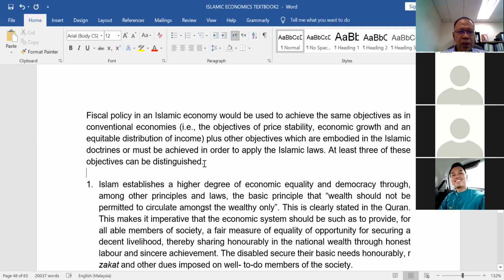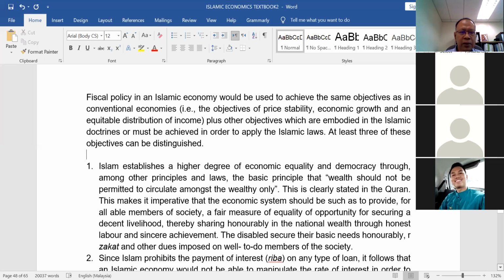Okay, pertama, Islam establishes a higher degree of economic equality and democracy through, among other principles and laws, the basic principle that wealth should not be permitted to circulate amongst the wealthy only. Jadi dalam Islam, kekayaan tak boleh berlegar dalam golongan kaya sahaja.